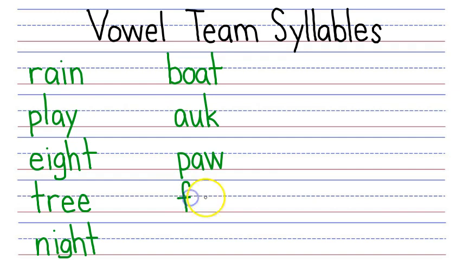Next we have foil. That begins with an F that says f. Then an OI that says oi. The L that says l. F, oi, l, foil. Next we have joy. Joy begins with a J that says j, and an OY vowel phonogram that says oi. Joy. And finally we have fruit. Fruit begins with the F that says f, an R that says r, UI that says oo, and a T that says t. Fruit.